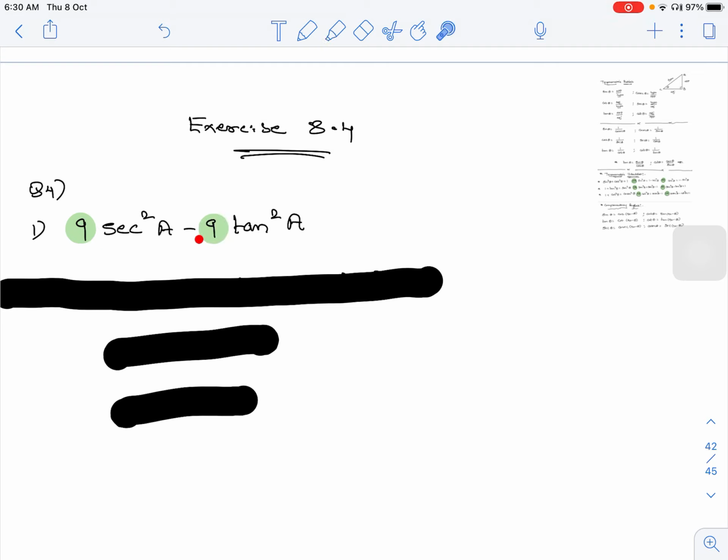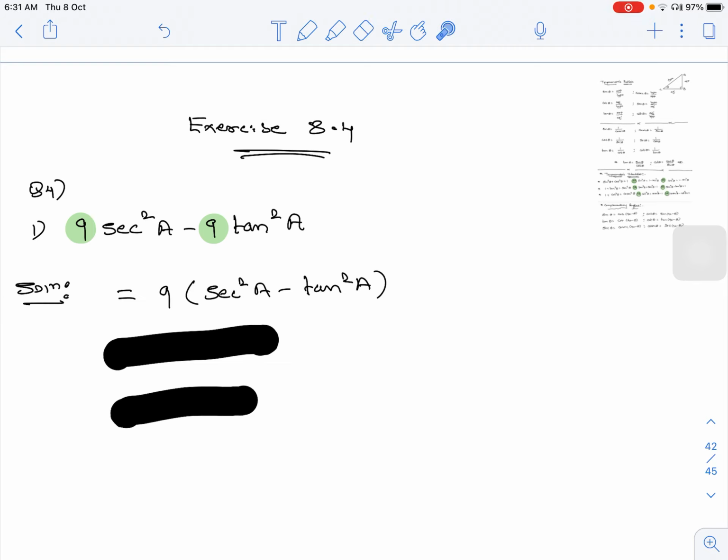So we can take this 9 out of the bracket. When you take 9 out of the bracket, let us see what we get inside the bracket. Now this 9 we have taken out here. From 9 sec square A, if 9 is removed, we get only sec square A minus, if you remove this 9, we get tan square A. Now we have to see, do we have an identity with the relation of sec square A minus tan square A? So yes, already we have seen one identity.